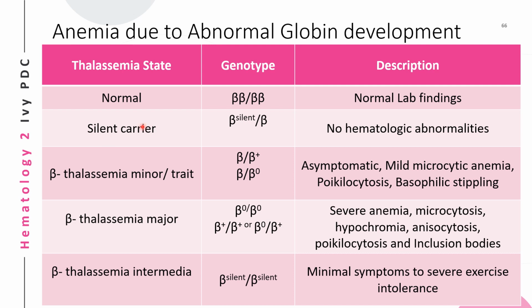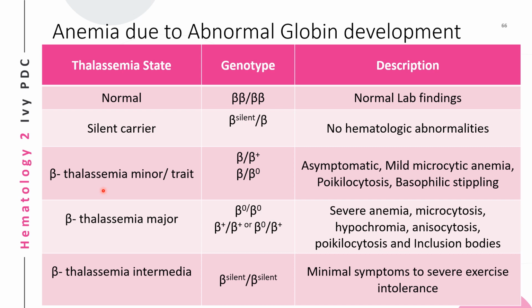This chart is now about beta thalassemia. Beta thalassemia is divided into 4 categories, which is based on the clinical manifestations. The first one is the silent carrier, where a gene mutation produces only a small decrease in the production of the beta chain. The silent carrier state results in no hematologic abnormalities.